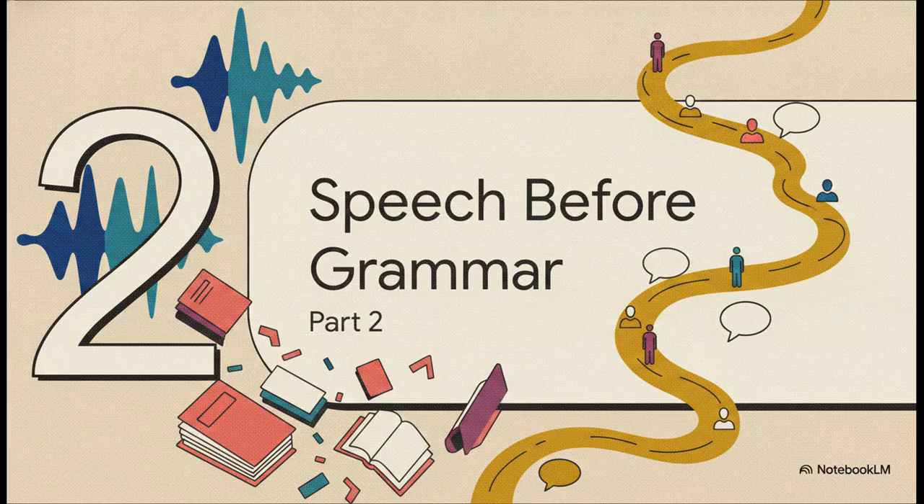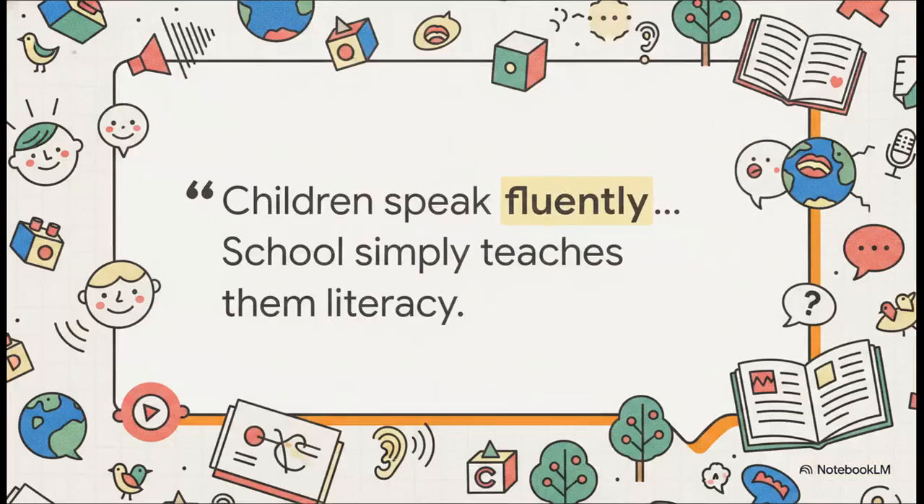Which brings us to part 2, speech before grammar. To understand why we fail so spectacularly in traditional classrooms, we really need a complete paradigm shift here. We have to move away from academic study and look at how human beings actually naturally succeed at communication. I absolutely love this quote from the author of the method, Igor Shekhter. He noted, "Every physically and mentally healthy person speaks their native language, and they did not need formal academic training to do so. Children speak fluently by age 6 or 7 within their stage of development. School simply teaches them literacy."